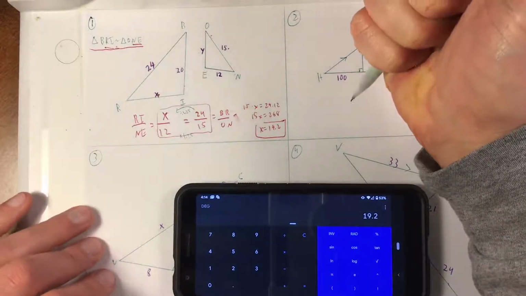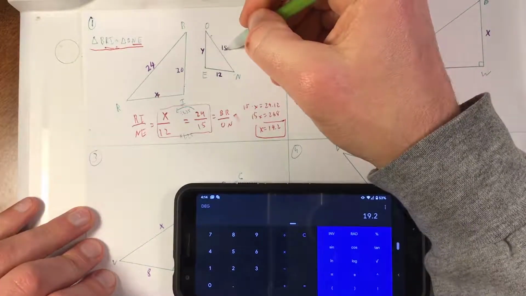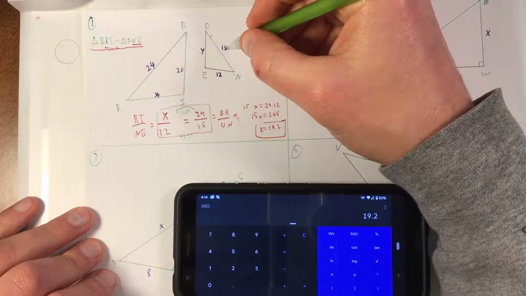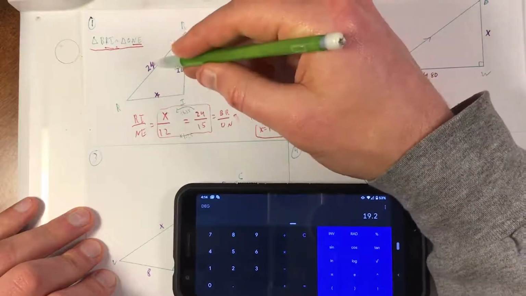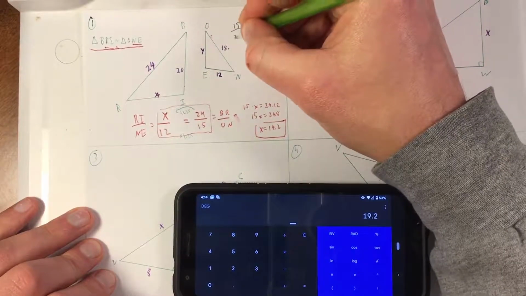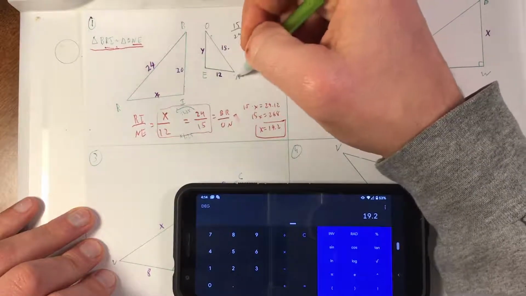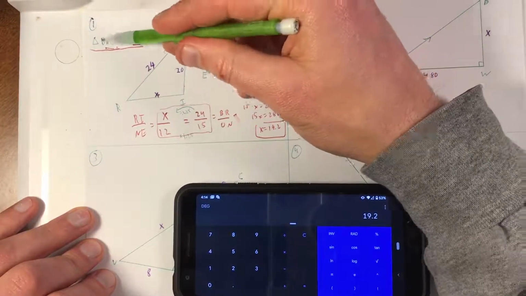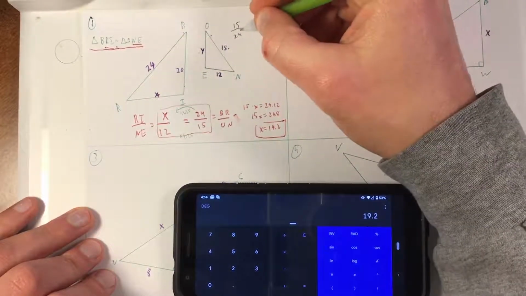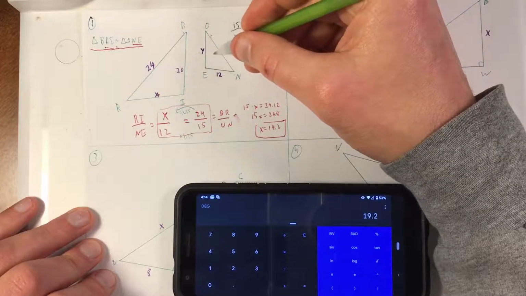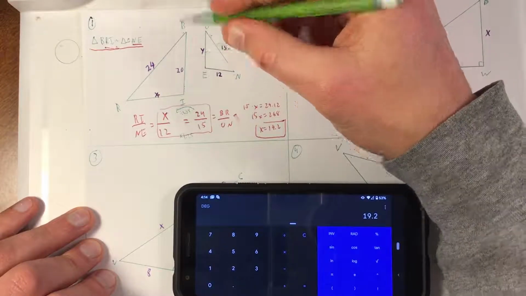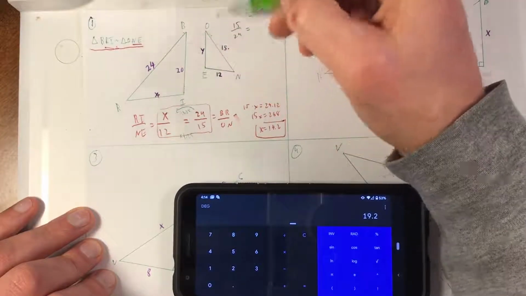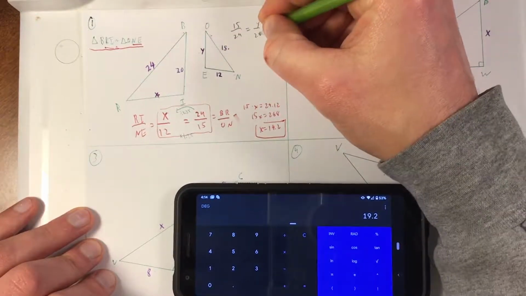All right, to do the other side, again I'm just going to find what sides correspond. I'm going to use, again, 15 and 24. I'm going to do it the other way this time: 15 on top, 24 on the bottom, because NO matches up with RB. 15 over 24 matches up with OE and IB, which is equal to Y over 20.